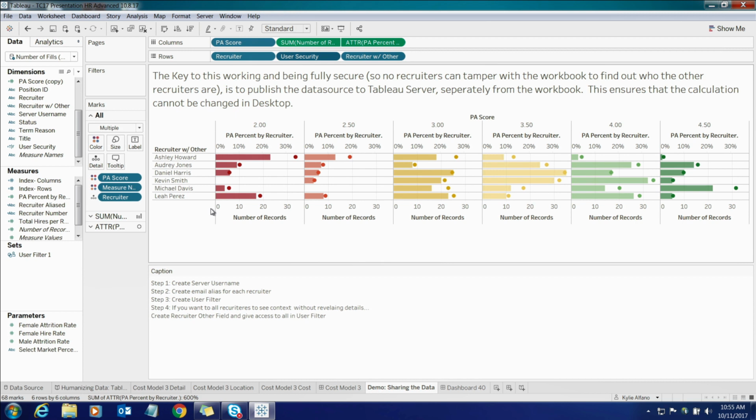Kylie, you can put the steps you're doing in your slides too.